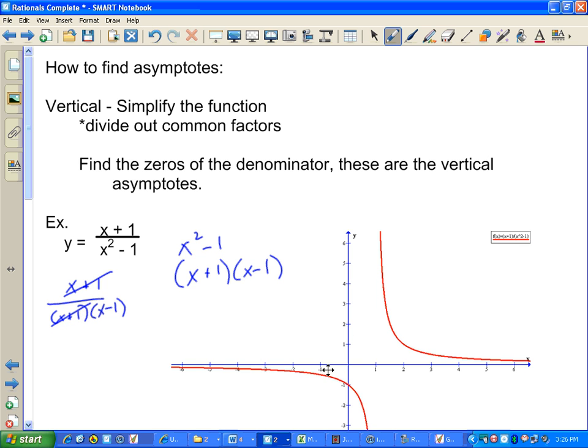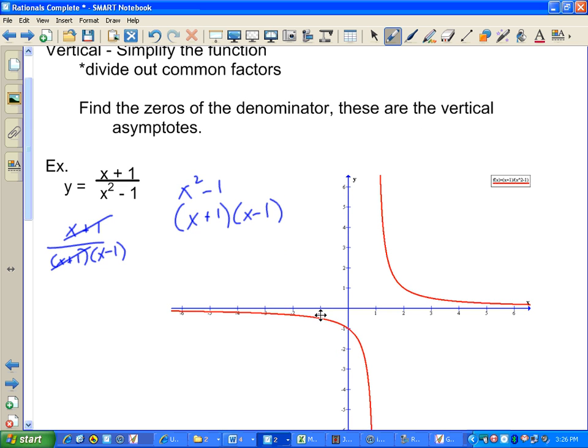If you can see from my graph, there's no vertical asymptote here. But there is a hole on my graph right here. So I have to put that in my graph. There should be an open circle there so that you know that that value does not exist. So I've only got the one vertical asymptote here. If I set this part equal to 0, I get x equals 1, and that's where my vertical asymptote is.